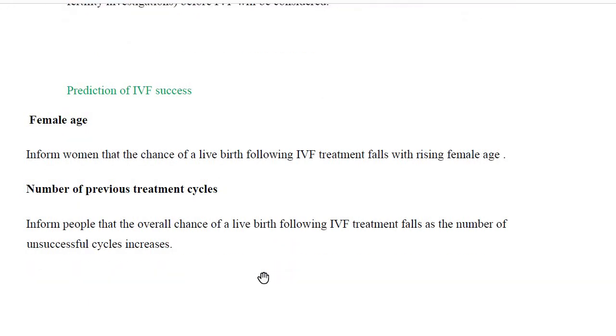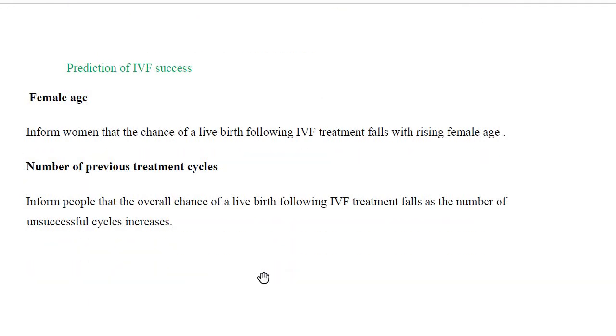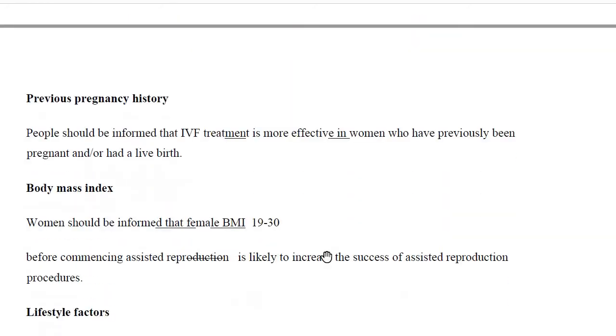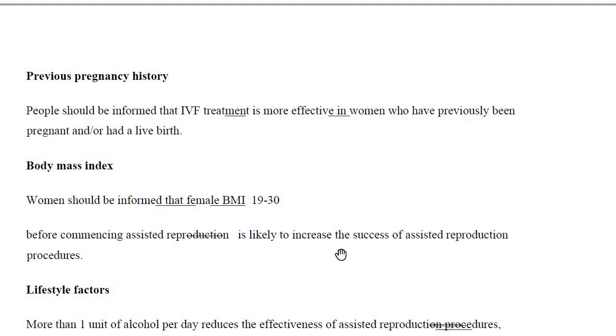Then prediction of the IVF success. The female age is the most important predictor of the IVF success. And as her age increases, the chances of success of the IVF decrease. Then what is the number of previous treatment cycles? We need to inform people that the overall chance of a live birth following the IVF treatment falls as the number of unsuccessful cycles increases. Like in the first cycle she couldn't conceive, so the chance will decrease for the second cycle. In the second cycle she didn't conceive, then the chance will decrease even for the third cycle.